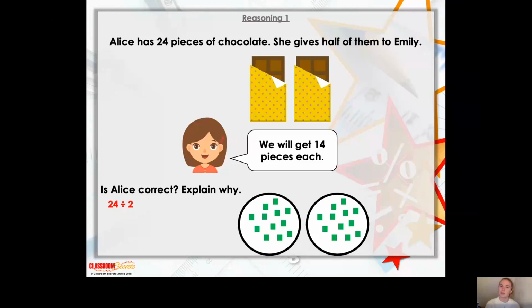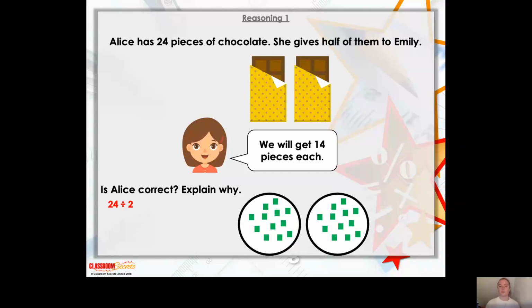Okay, year 2. So were there 14 pieces of chocolate in each group? No, there wasn't, was there? There are 12 pieces of chocolate in each group. So 24 divided by 2 is 12, not 14. Do you know how many pieces of chocolate Alice would have had to have, so that they have 14 pieces each when they shared them? So what is something divided by 2 equals 14?